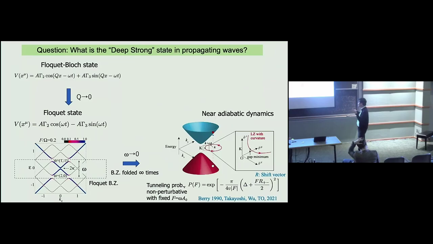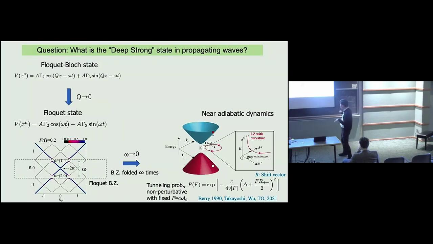Berry phase quantity. For example, Berry first noticed that there's a shift vector, or he called it a quantum geometric, actually I forgot, some geometric factor in this tunneling probability, which is very important when we study circularly polarized driving.